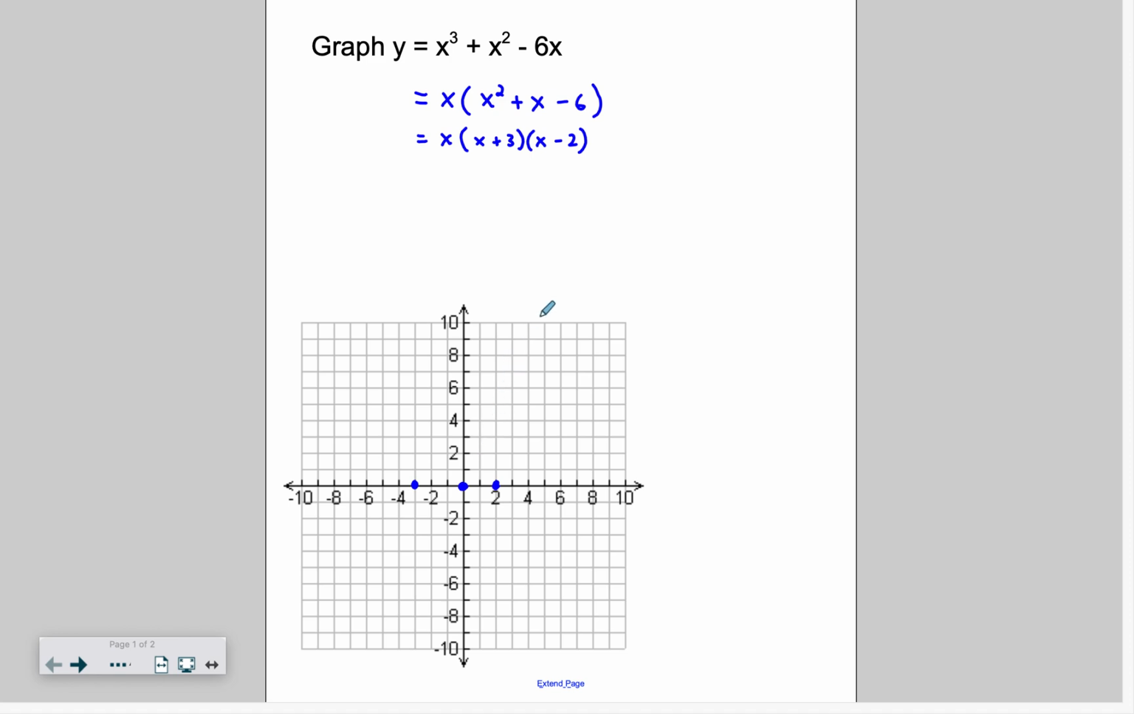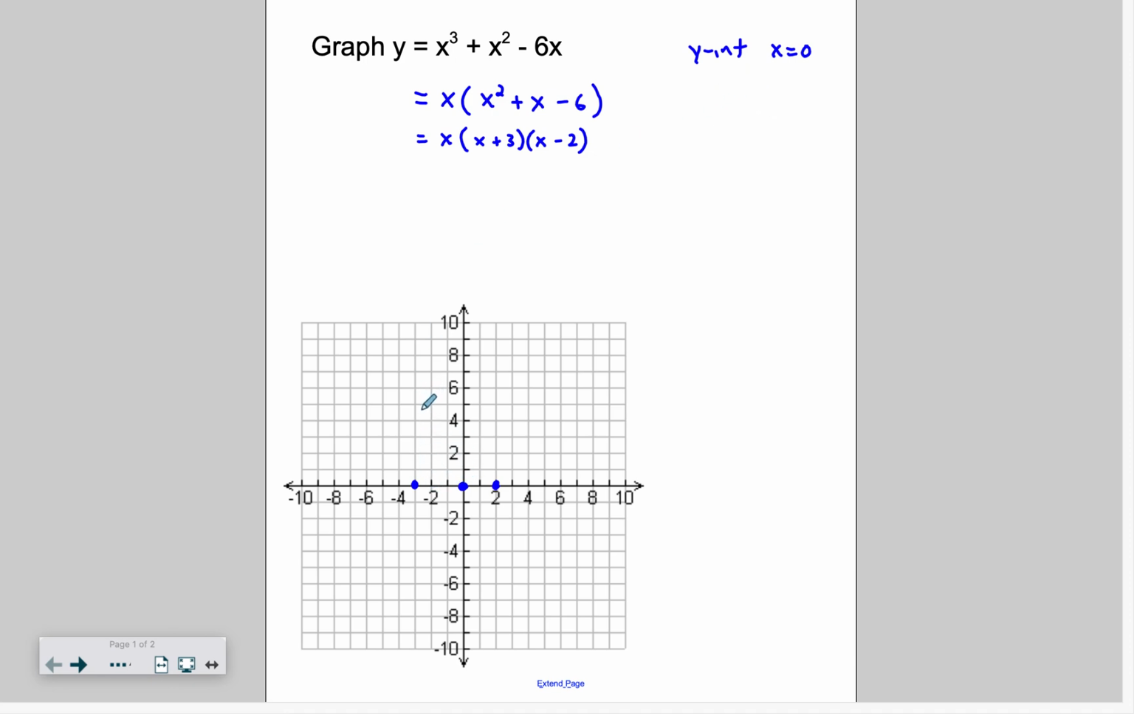Keep in mind, you may have a problem where you don't have a y-intercept of 0. And remember, to find the y-intercept, all you have to do is plug in x equals 0. If you do that, you'll be able to find the y-intercept. We don't need to do that here because we already know what it is.